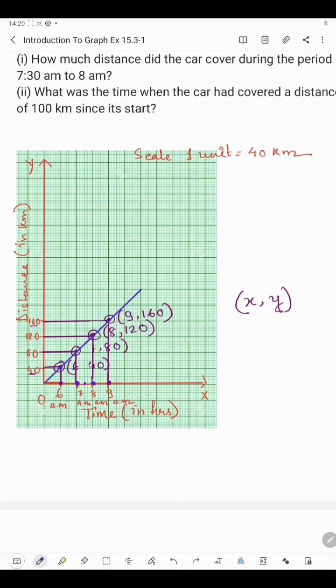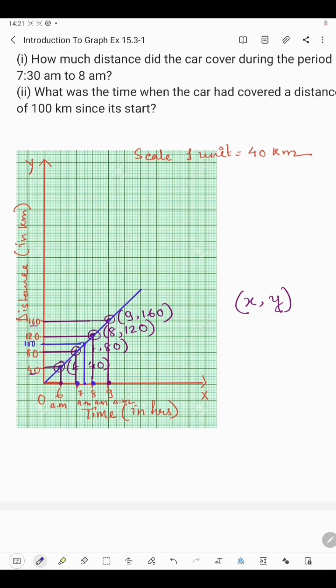Now from this point, if you go upwards, it meets this line over here. Now from here, if you go towards the left to find how much distance the car covers during this time, we have to go to the y-axis. Now this point is 100 kilometer.